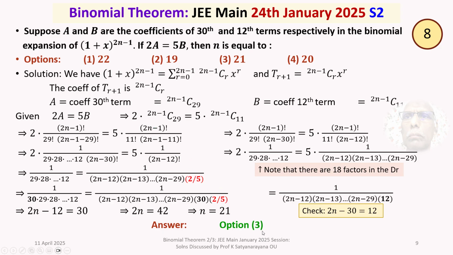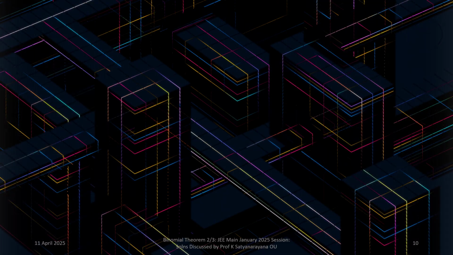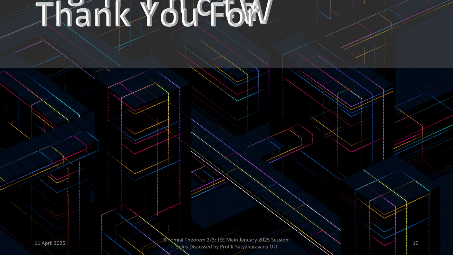The answer to this question appears against option 3. And that is the detailed discussion of the solution of this problem. So in this video, we have discussed 4 problems in the second part of the binomial theorem. There is another third part, with which the binomial theorem will be over. I am sure that you have understood the solutions of these problems.